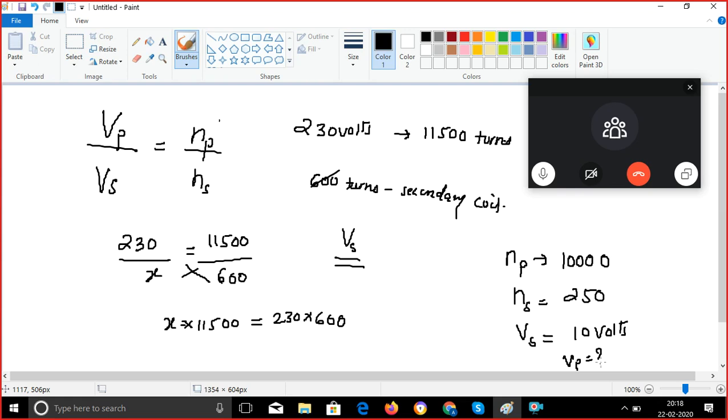And the last question on the same. It's given as: the primary voltage is 200 volts. Secondary voltage is given as 20 volts. If the number of primary coil turns is 1000, calculate the number of secondary coil turns.